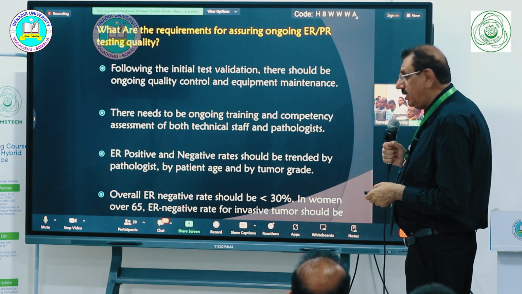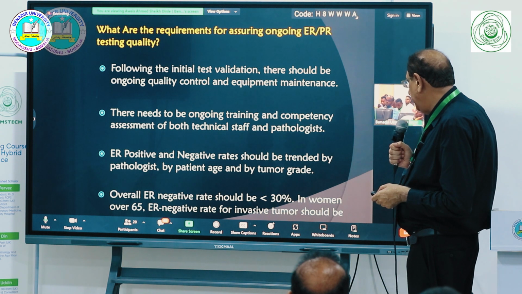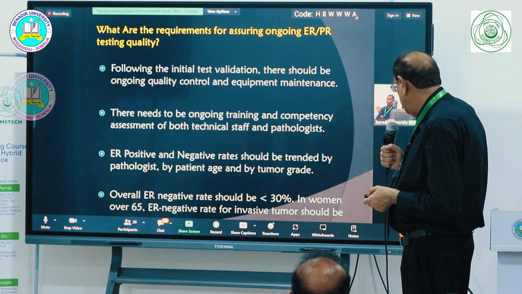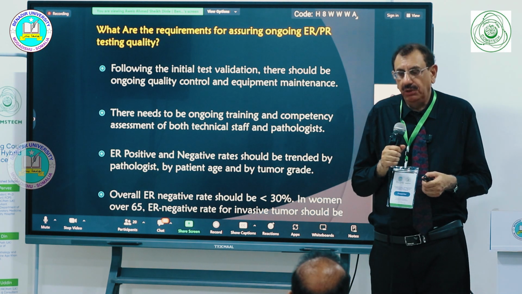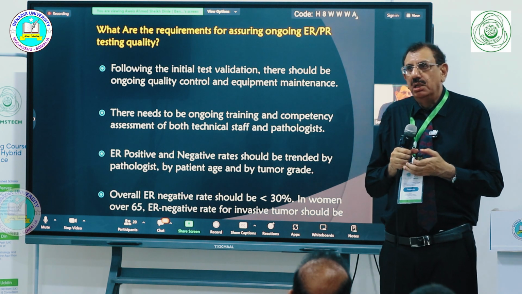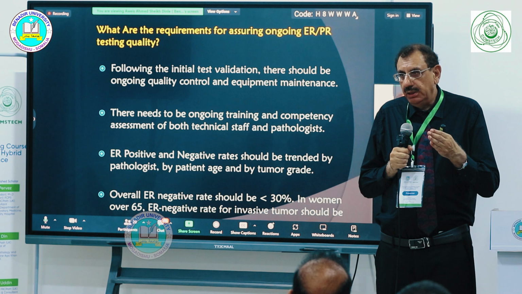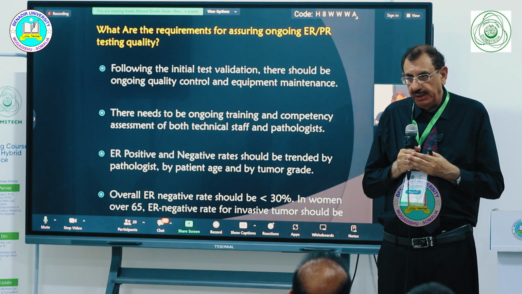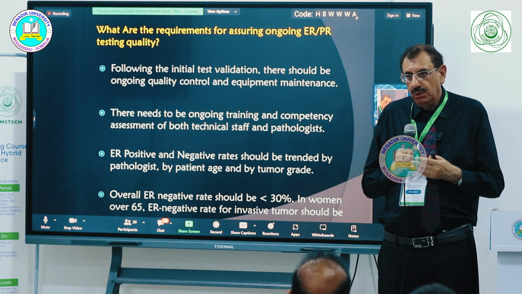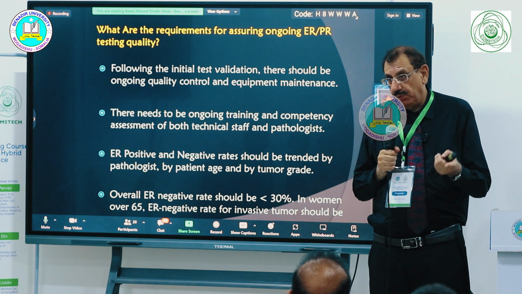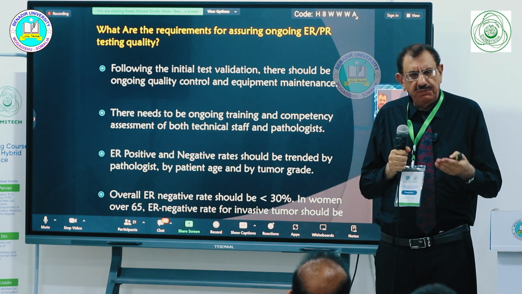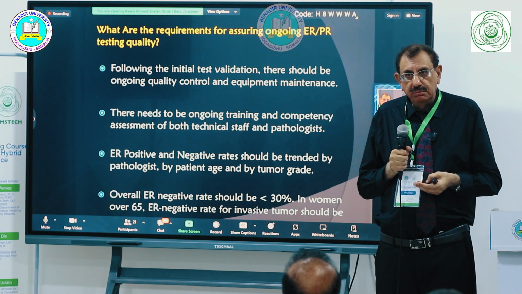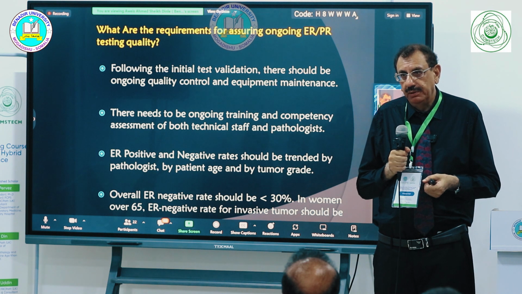Overall, ER negative rate should be less than 30%. In women over 65, ER negative rate for invasive tumor should be less than 20%. Now this is again very important: in postmenopausal women, the chances of a negative carcinoma breast, in particular if it's not more than grade 2, should be low. More ER negative breast cancers are seen in premenopausal women. So if a 65 or 70 year old woman has a grade 2 breast carcinoma and ER/PR comes negative, you should be careful, right?